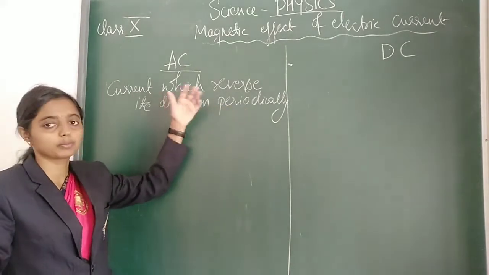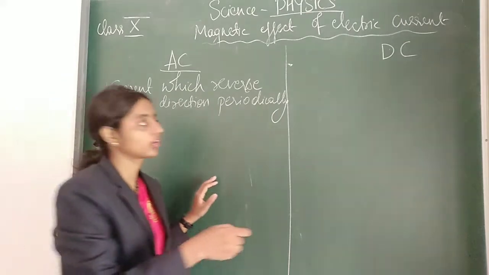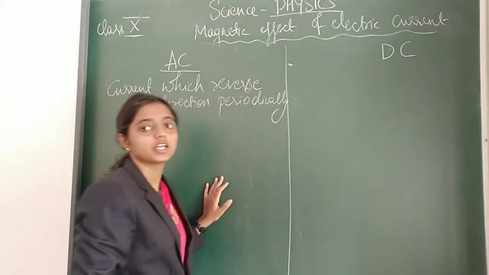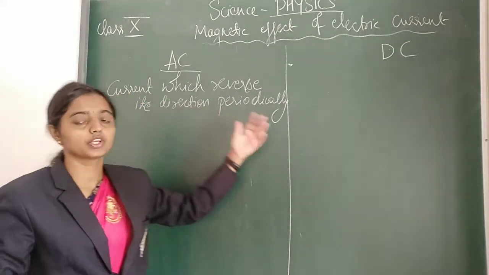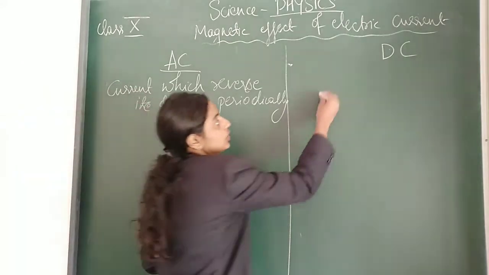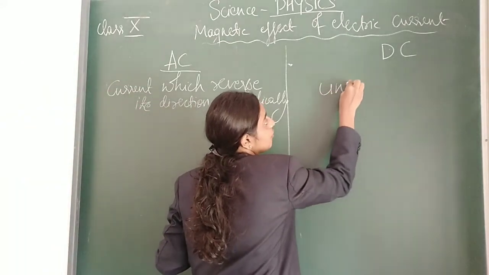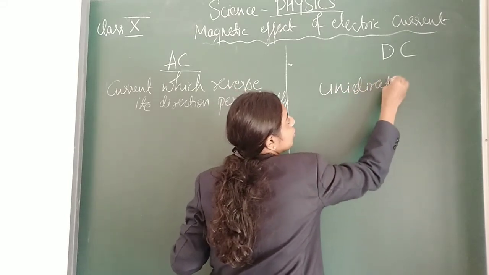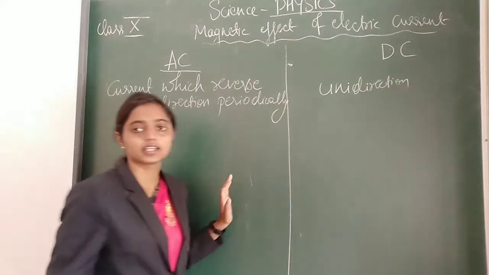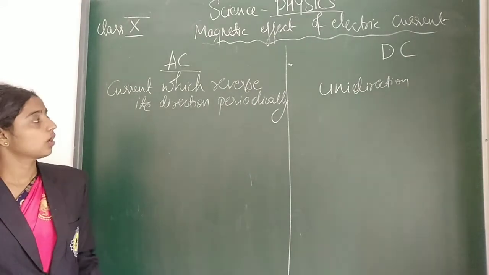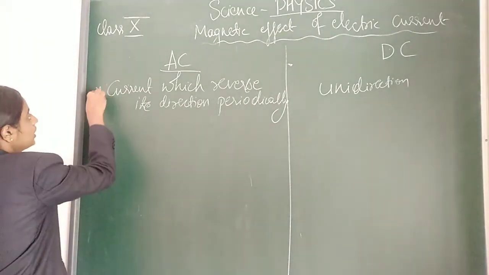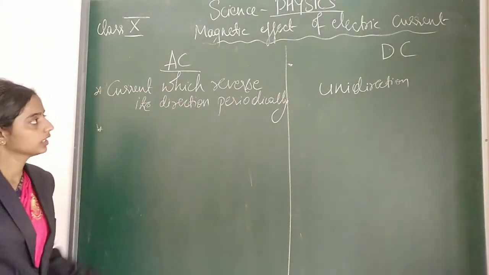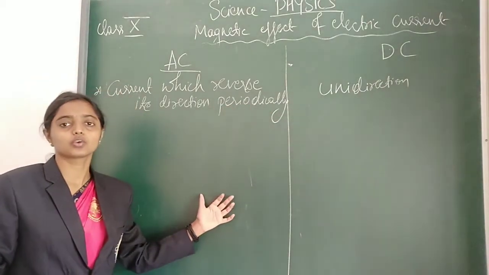We know that the current will be changing in every interval of rotation. But what happens in DC? It does not reverse its direction periodically, or else we can say it is a unidirectional flow of current. That is DC. This is only the first point, the definition. Next we can directly go to advantages or disadvantages.